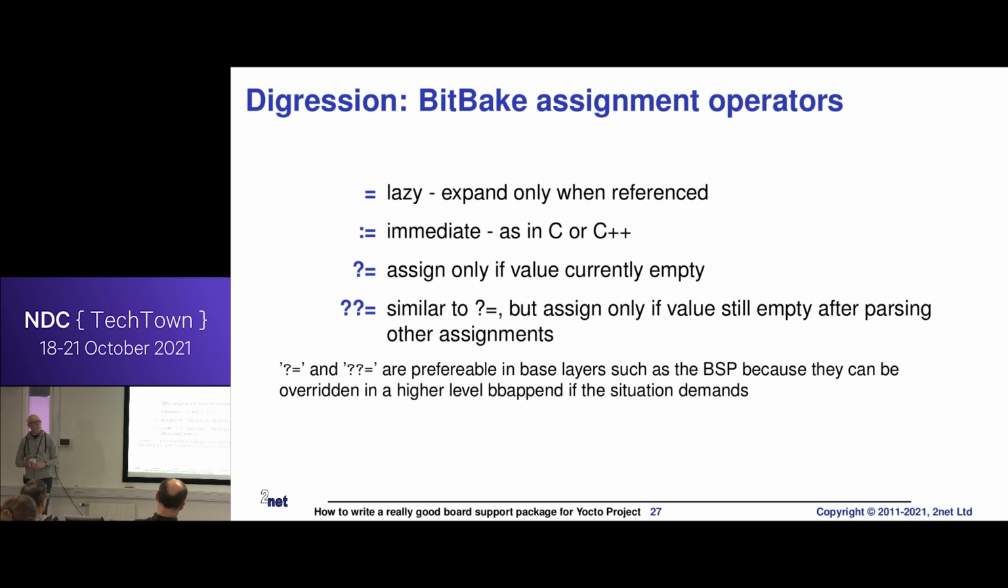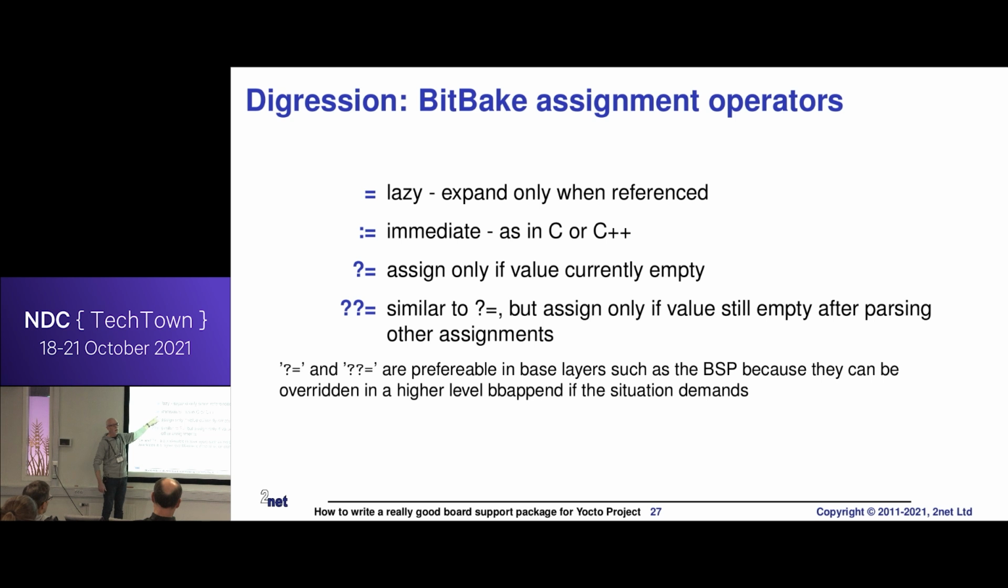So BitBake assignments: we have two forms of regular assignment, lazy and immediate. If you're familiar with makefiles, this is similar to how GNU Make works. So the lazy assignment, with the plain equals in it, only actually does the assignment when it dereferences the variable. This can be problematic because it does mean that if you dereference the same thing in different places, they can actually turn up with different values sometimes. So I generally recommend people not to use the simple equals.